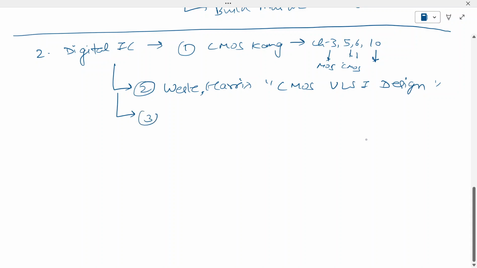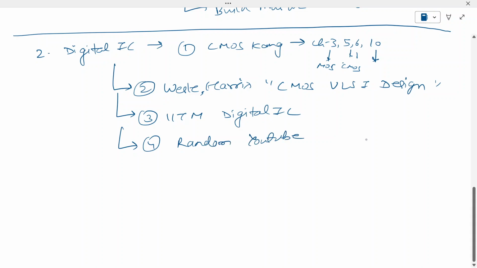Then you can refer to the IITM Digital IC lectures. Along with this, you can do some random YouTube search and refer to any of the best sources you find. The whole idea is that you must be clear with all the topics, so you can search as many things, but these are the trusted sources which you can at least go through once, so that you get an idea of how things go.